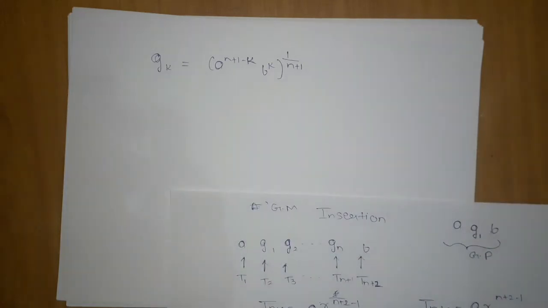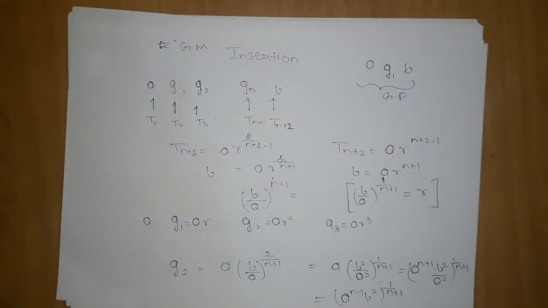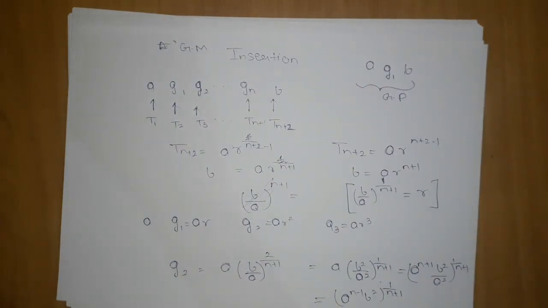Then we created a general gk formula, which is a to the power n plus 1 minus k, times b to the power k, the whole to the power 1 upon n plus 1. This is the general kth GM which we want to find. So we got a direct formula for getting any particular GM. Now we can continue with that question. Hope you have understood. The formula derivation doesn't matter.